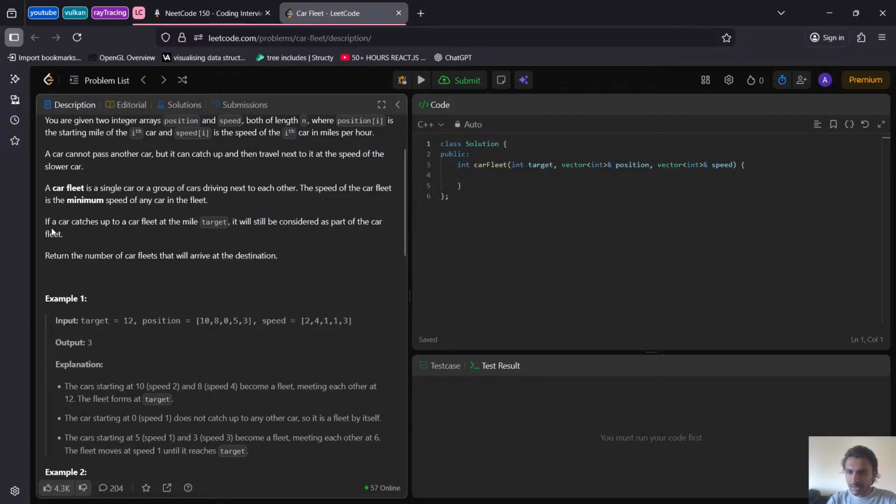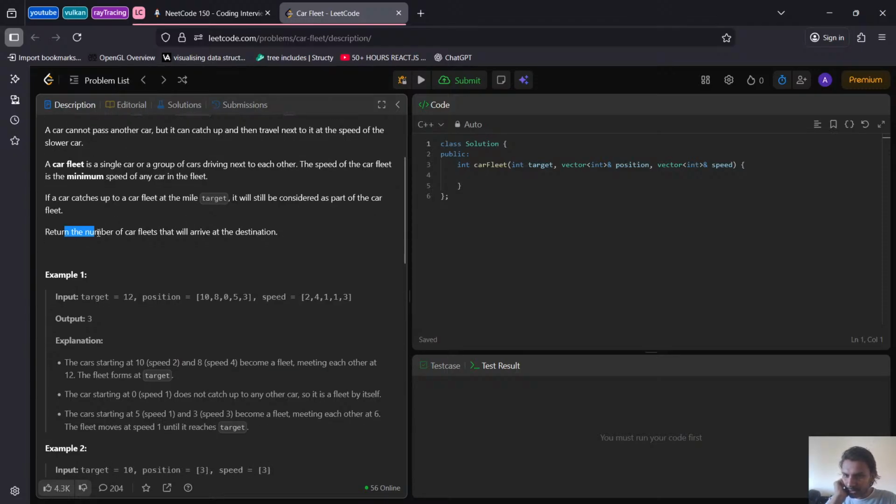If a car catches up to a car fleet at the mile target, it will still be considered as part of the car fleet. Return the number of car fleets that will arrive at the destination.